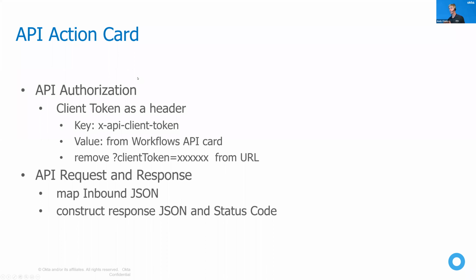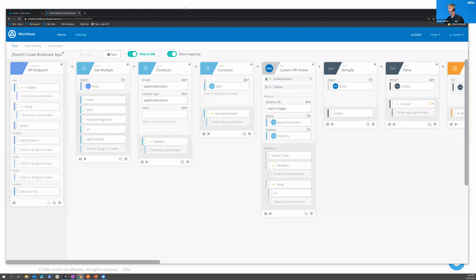So a few things that I'd like to go over. Okta is a security company at heart, so we want to make sure that the API is fully secured and made with best practices. And then we also want to show how to map the incoming JSON request and an outgoing response back to your application. So let me go into Workflows and I'll show you an example that I have that will help illustrate some of these points.